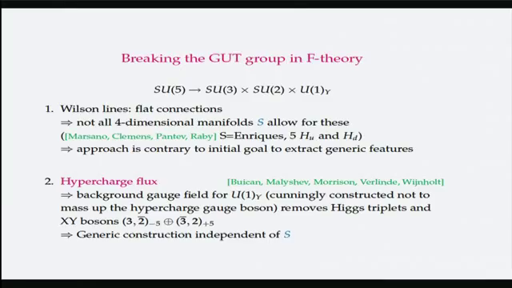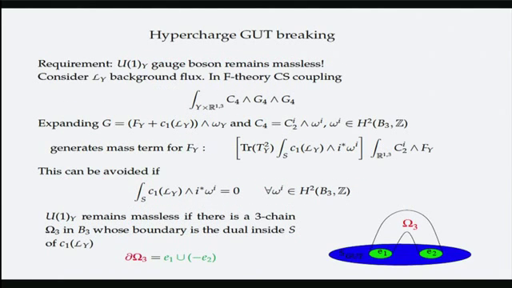However, you don't get this for free, right? There's always something that you'll have to take into account. So this hypercharge GUT breaking comes with an additional requirement. That will become important when you want to embed these into, say, a base threefold and elliptic fibration over that. This comes from looking at this coupling in F-theory, written in terms of C4 wedge G4 wedge G4, integrated over the Calabi-Yau fourfold.